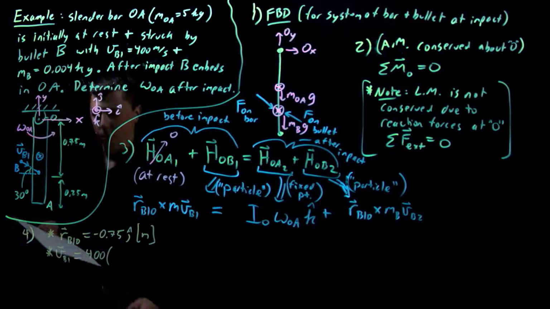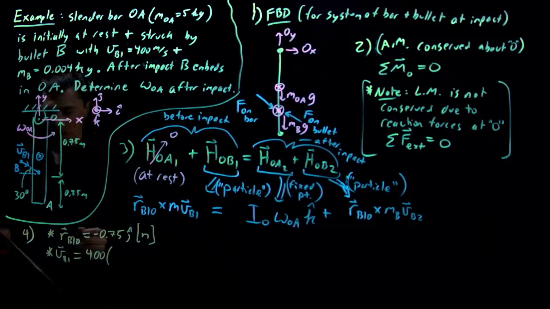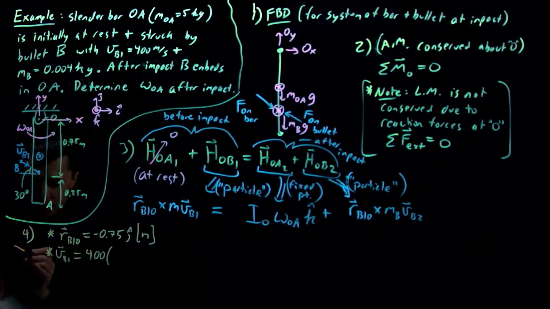400. But what are its components? Well, do we need to draw a little triangle here? I think so. Maybe we can fit it in there. Okay, so that's VB1 in its full magnitude. Its components in the horizontal and the vertical are going to make up this triangle with 30 degrees.